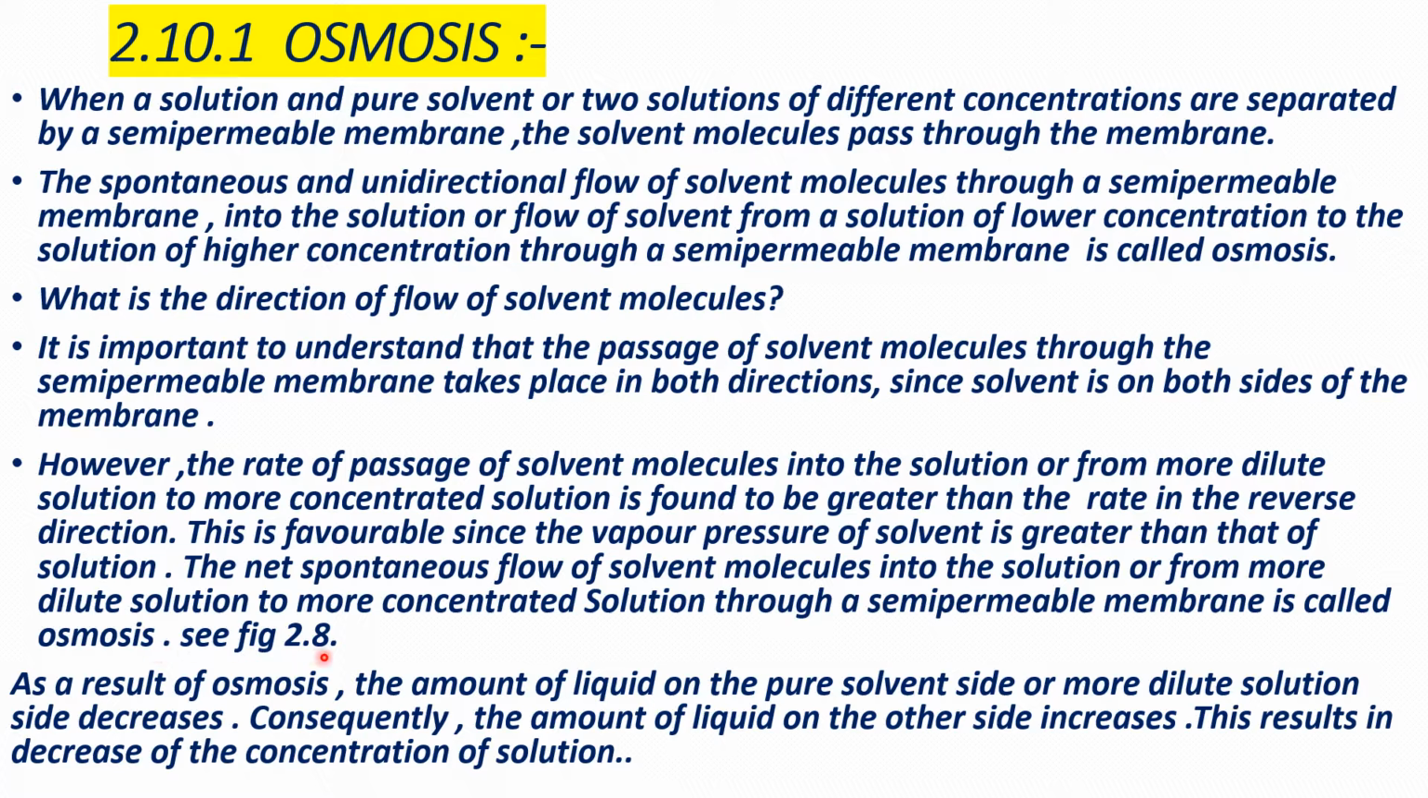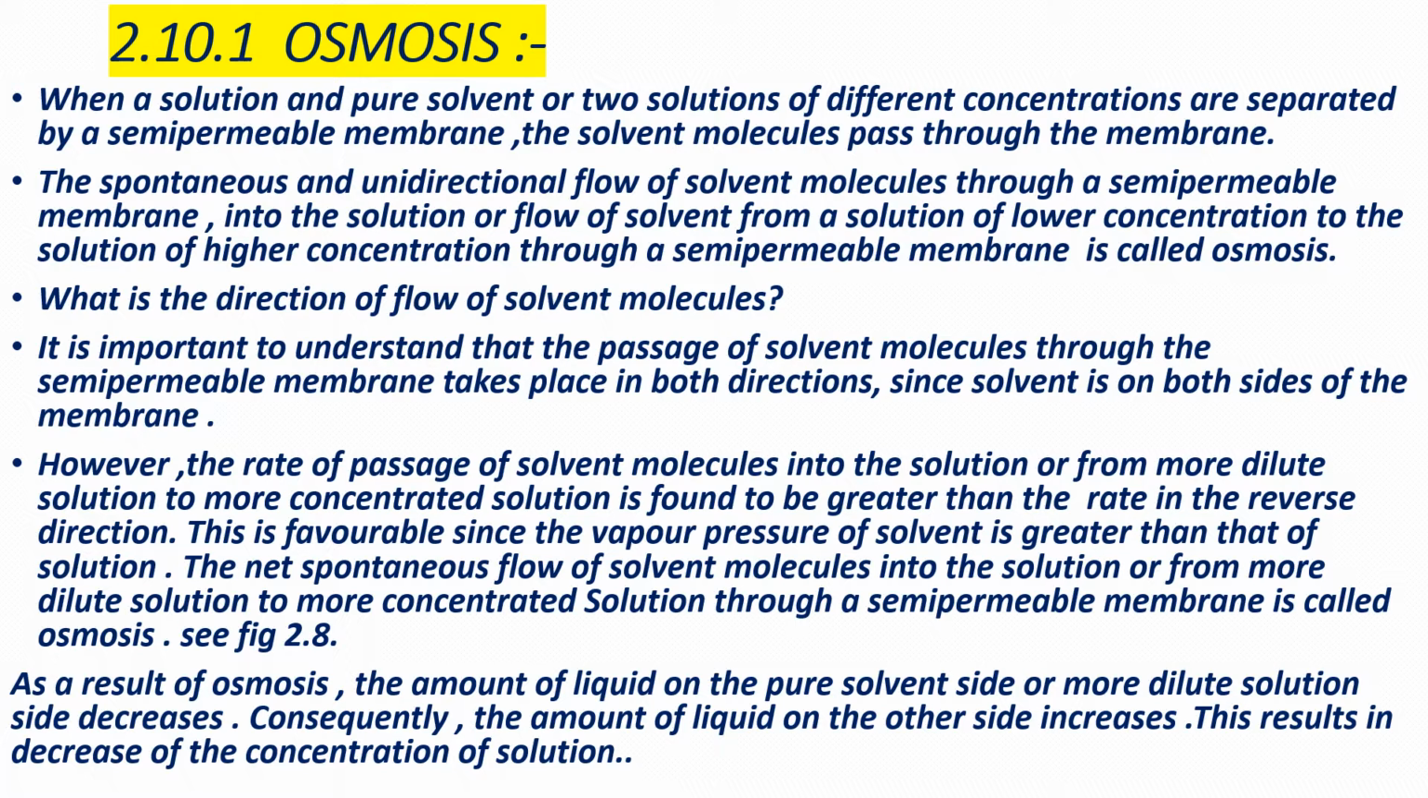This figure 2.8 you have to simply observe in the next slide. As a result of osmosis, the amount of liquid on the pure solvent side, or the more dilute solution side, decreases. Consequently, the amount of liquid on the other side increases. Hence, this results in a decrease in the concentration of the solution.